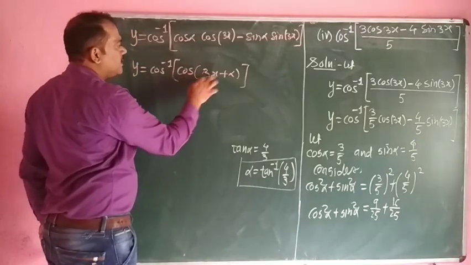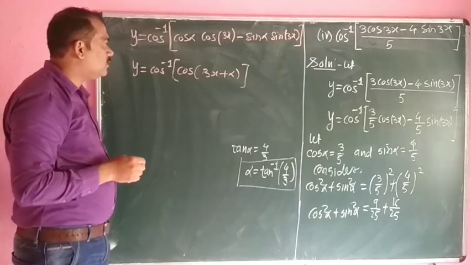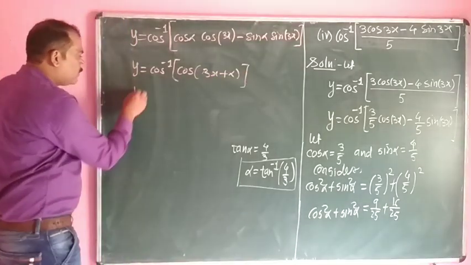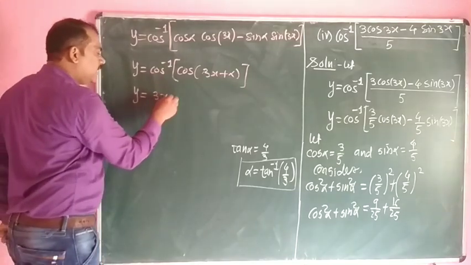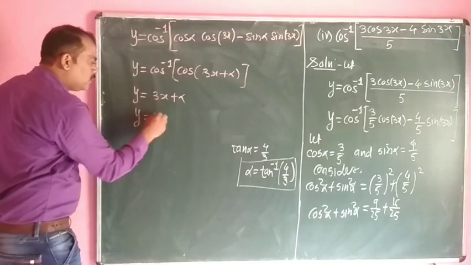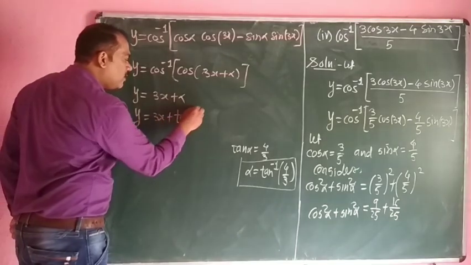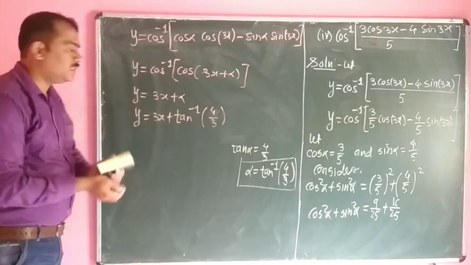Cos 3x into cos alpha, here plus is there, so we have to take the minus sign. We have to know the standard identity: cos 3x cos alpha minus sin 3x sin alpha, so y is equal to cos inverse of cos x. We have to know the value of this, that is x. Here x is nothing but 3x plus alpha, that is y is equal to 3x plus, what is the value of alpha? Tan inverse of 4 by 3. Tan inverse of 4 by 3 is a constant.